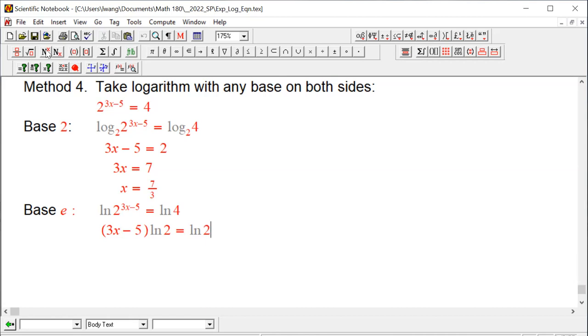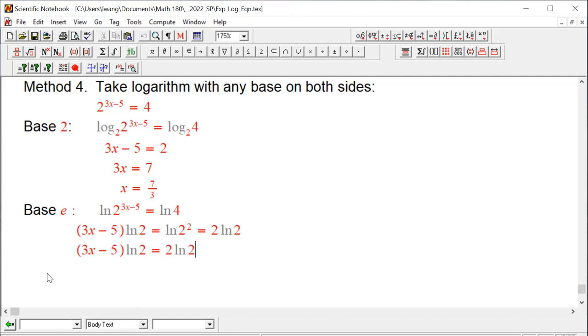4 is 2 squared, right? This parentheses is absolutely necessary. Don't miss this parentheses. If you miss it, you're going to miss points for that step, and it may also affect your later steps. Okay, depends. And ln 2 squared equals 2 times ln 2. So the next step we get is going to be 2 times ln 2.